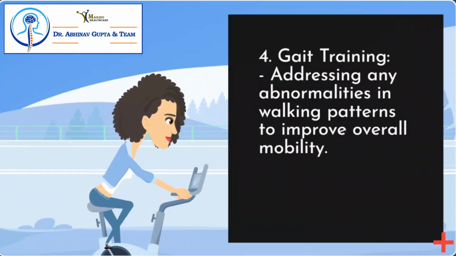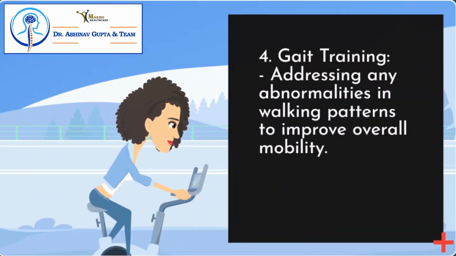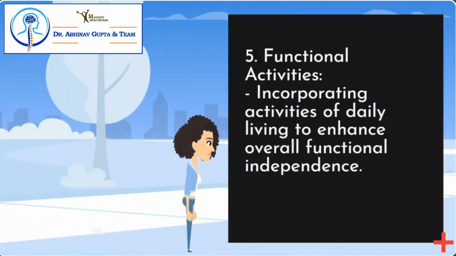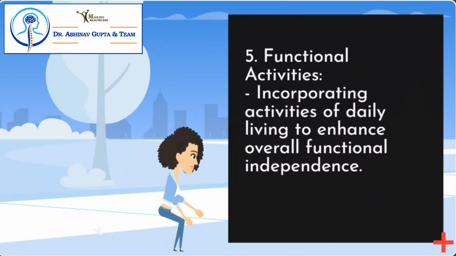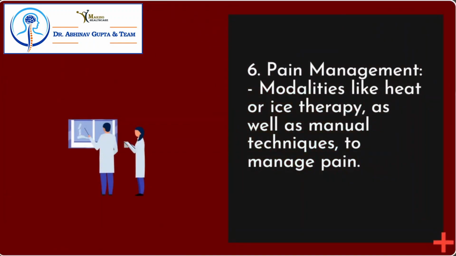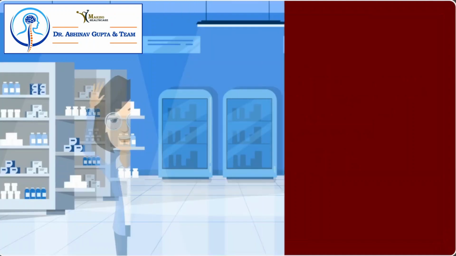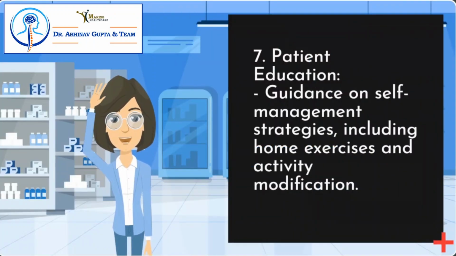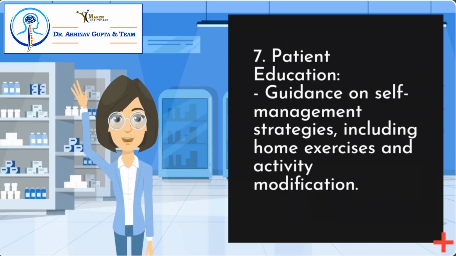4. Gait training. Addressing any abnormalities in walking patterns to improve overall mobility. 5. Functional activities. Incorporating activities of daily living to enhance overall functional independence. 6. Pain management. Modalities like heat or ice therapy, as well as manual techniques, to manage pain. 7. Patient education. Guidance on self-management strategies, including home exercises and activity modification.